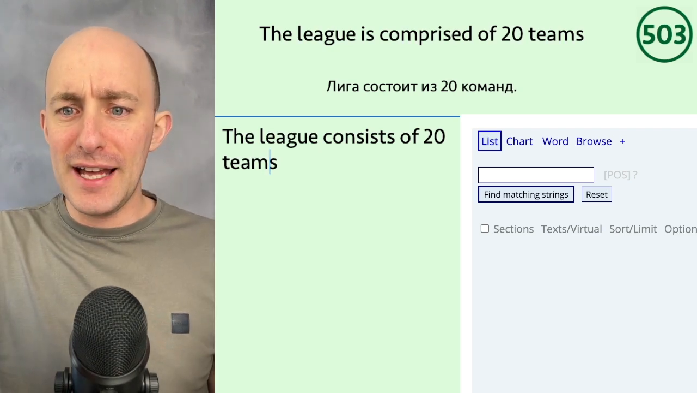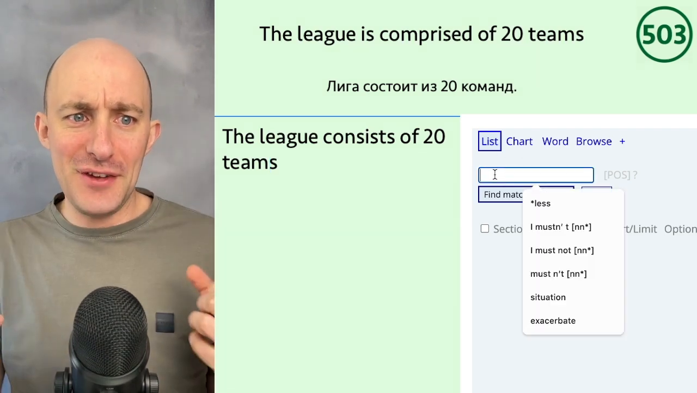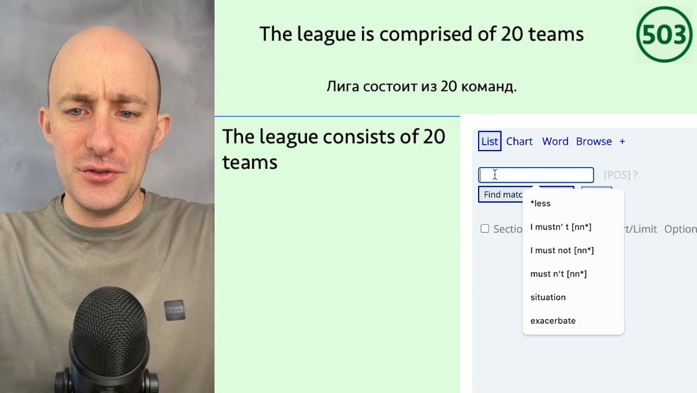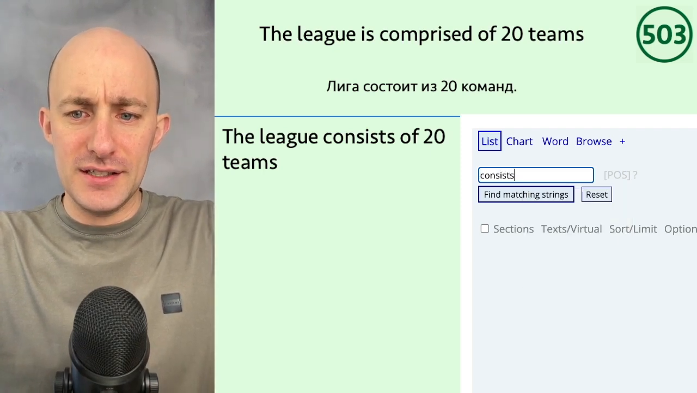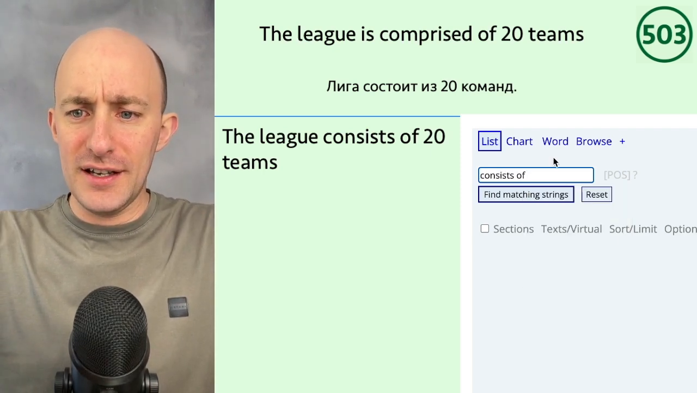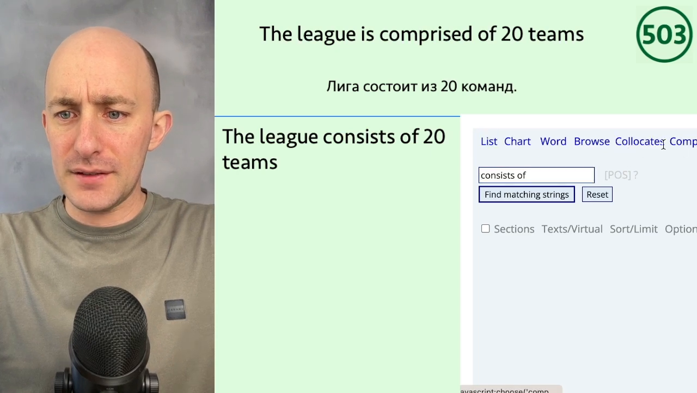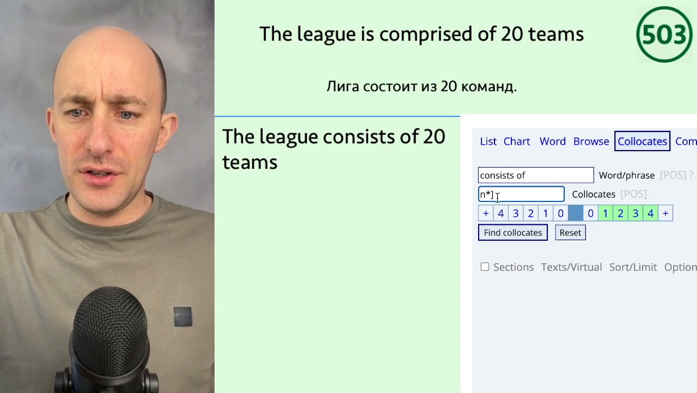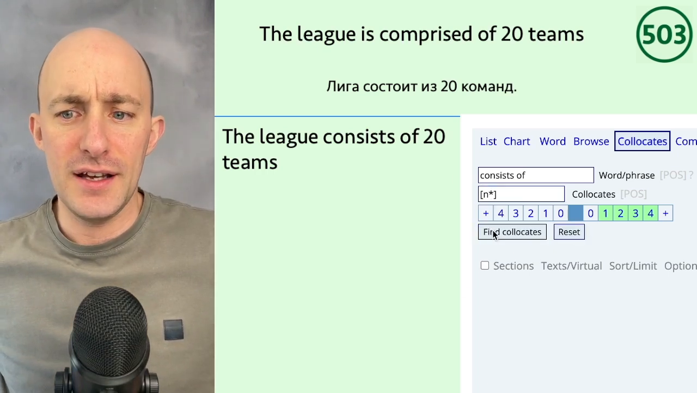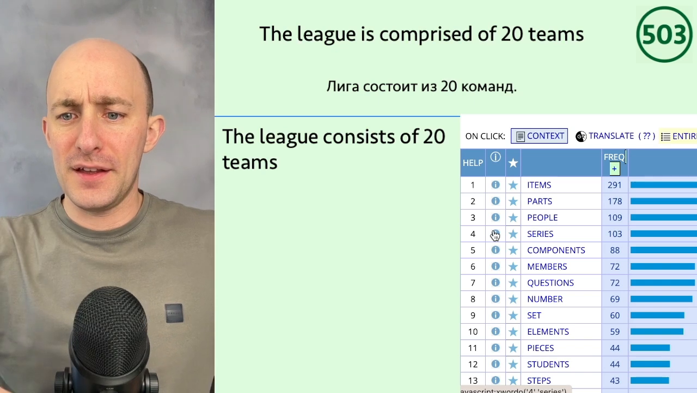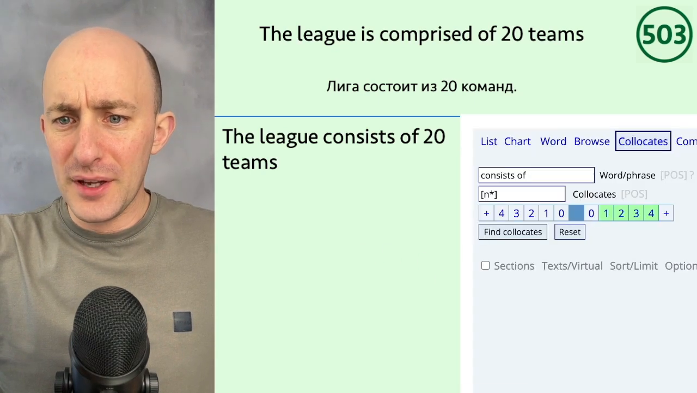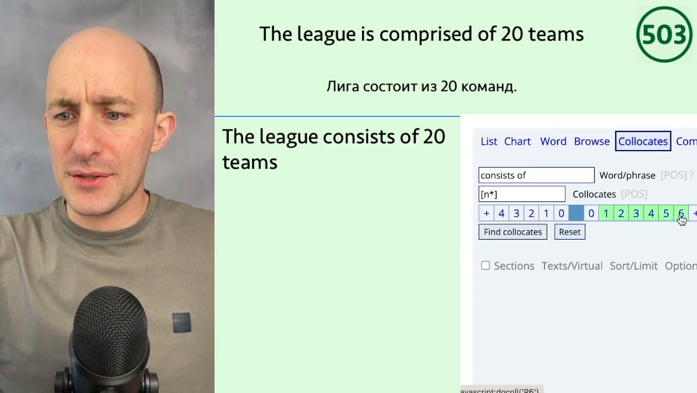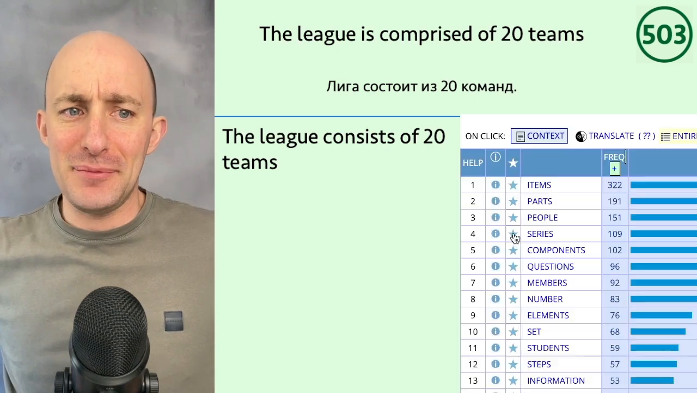What's the difference? Well, let's use the corpus to try to get a feel for how these words are used. So, consists of, and then we'll need collocates and nouns, which are often used after consists of. Let's have a look. I wonder if we can get more than 4. Ah, yes, we can get 6. Great, that might help us in this context.